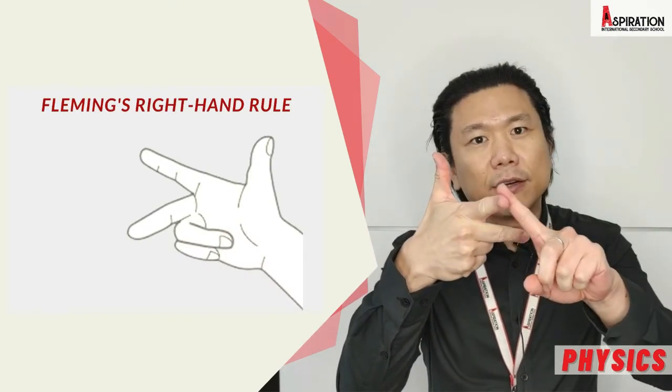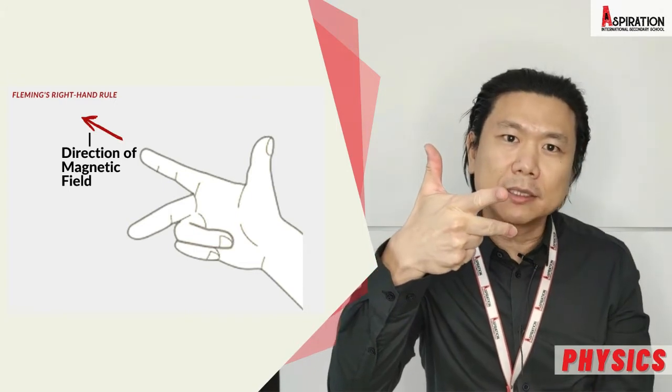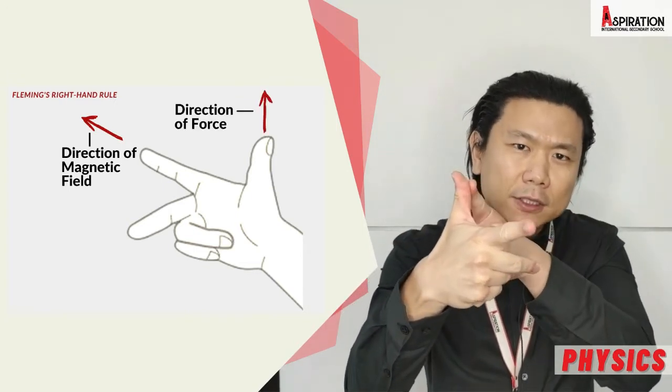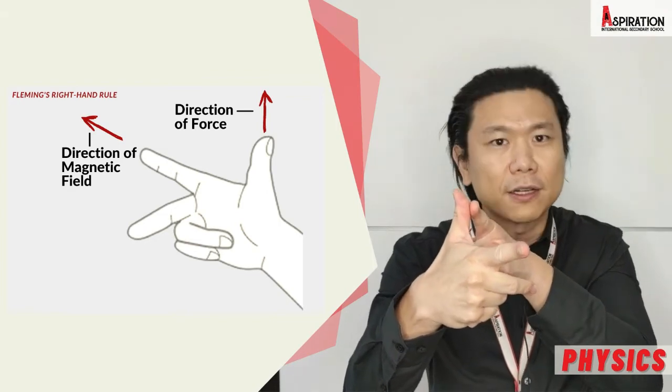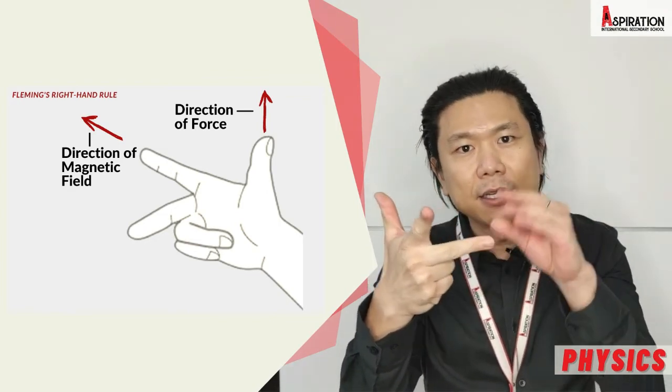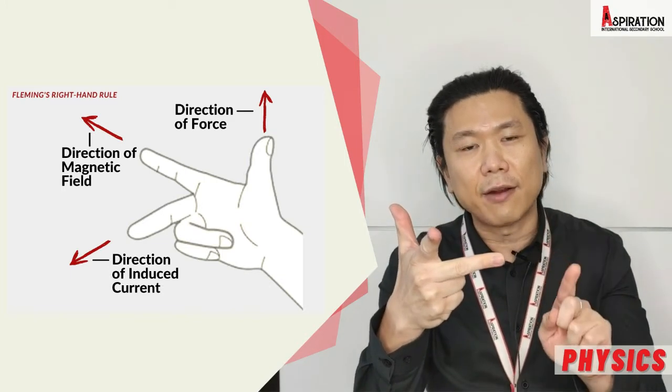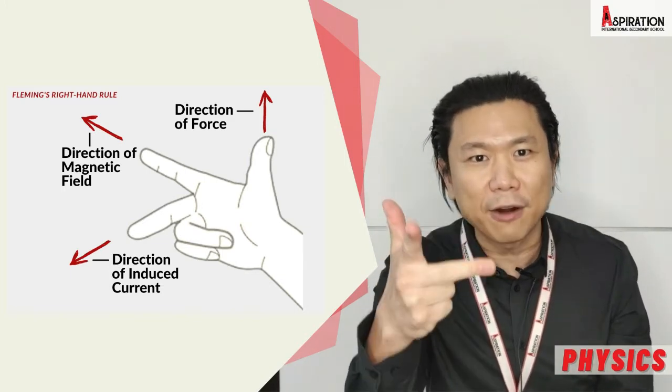Now, the index finger represents the direction of the magnetic field from north to south. The thumb represents the force or the movement of the conductor, and finally the resulting direction of the middle finger is the direction of induced current.